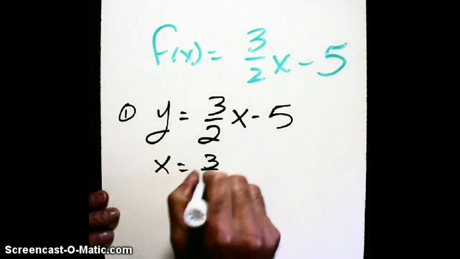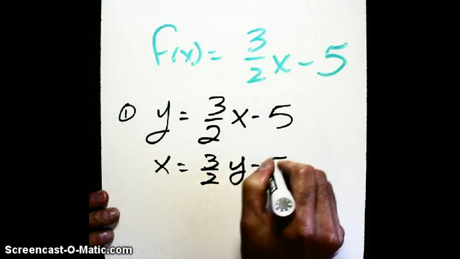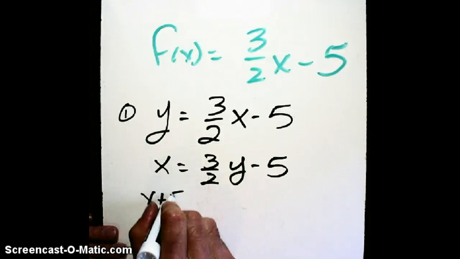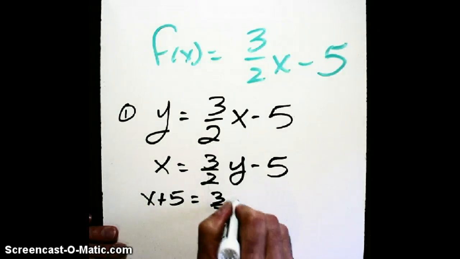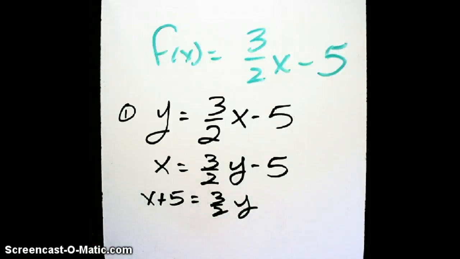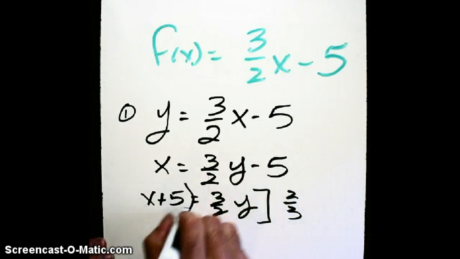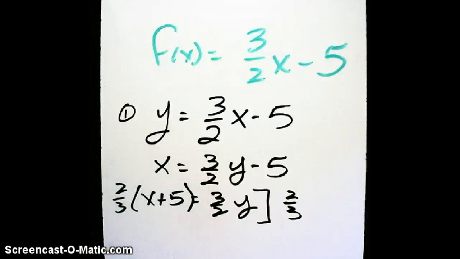Remember, that's what we're doing this entire time, was switching the x and the y. Now, I have an equation. You can call this a literal equation, okay, because it's letters. I just want you to solve this for y. And the way to do that would be to move the 5 first. So x plus 5 is equal to 3 over 2 times y. Now, what is the easiest way to do that? The easiest way to do that is to cause that coefficient to be 1 by multiplying both sides by 2 over 3.